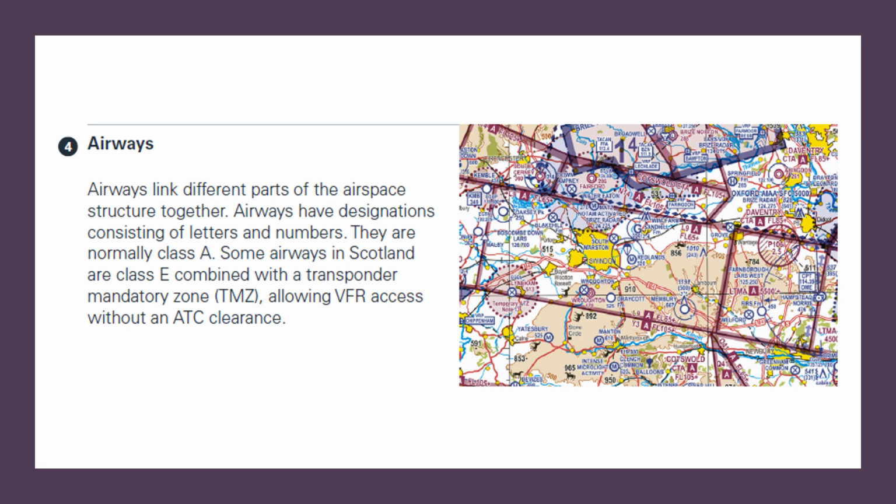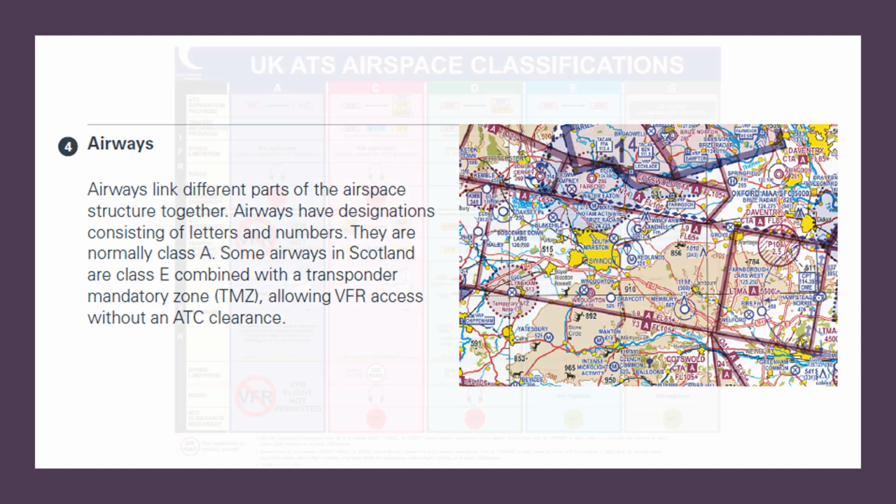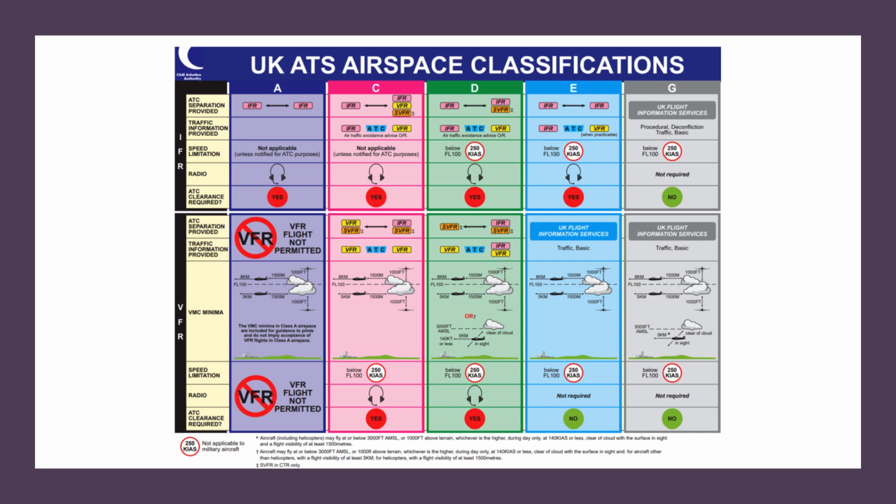Then we have airways, which are corridors of controlled airspace into which we can't go. They link the control areas and/or the TMAs. Luckily, you don't really need to know much detail about the rules in different airspace classes. Why should we? We're not allowed into most areas.